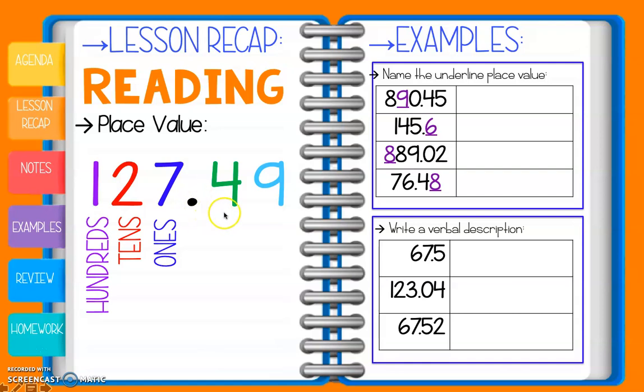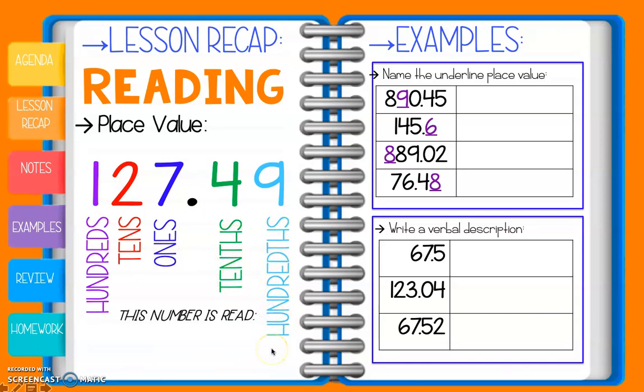The first place after the decimal point is our tenths place. And then the second place after our decimal point is the hundredths place, hundredths. So there's no oneths place. The very first one after the decimal is the tenths. Then we have the hundredths.